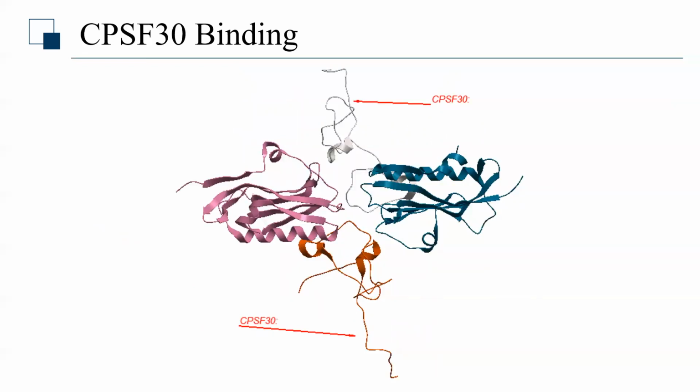So the 30 kilodalton cleavage and polyadenylation specificity factor, known as CPSF30, is a cellular protein required for the 3' end processing of pre-mRNAs in the host cell. As we can see in the depicted, non-structural protein 1 inhibits post-transcriptional processing of pre-mRNAs by binding to the CPSF30 factors. So that will result in the accumulation of unprocessed pre-mRNAs in the host nucleus. However, the viral protein synthesis will not be affected by the inhibition of this CPSF30 factor.